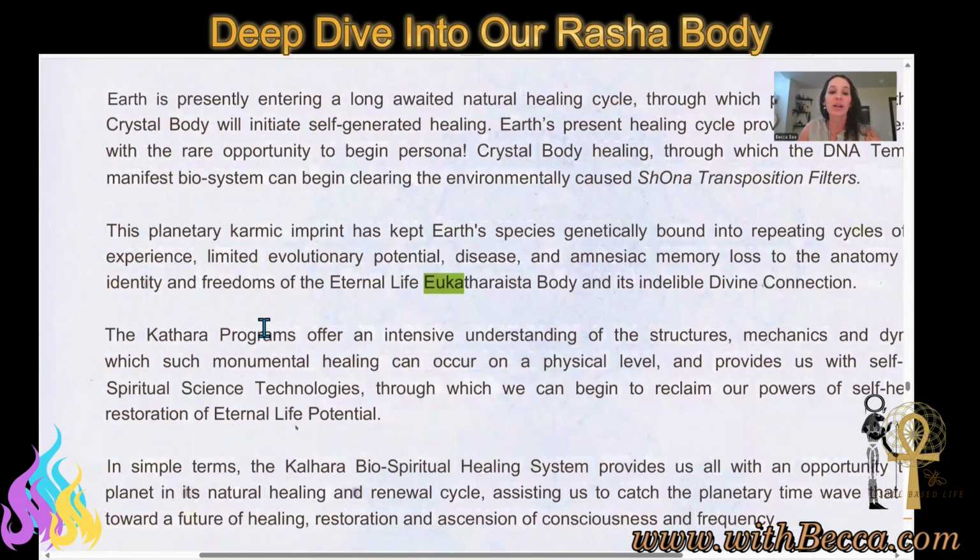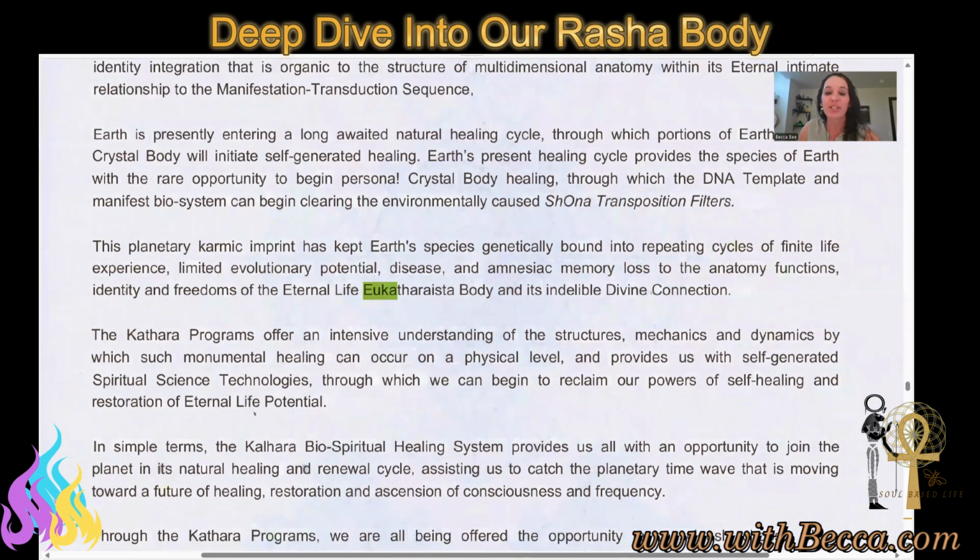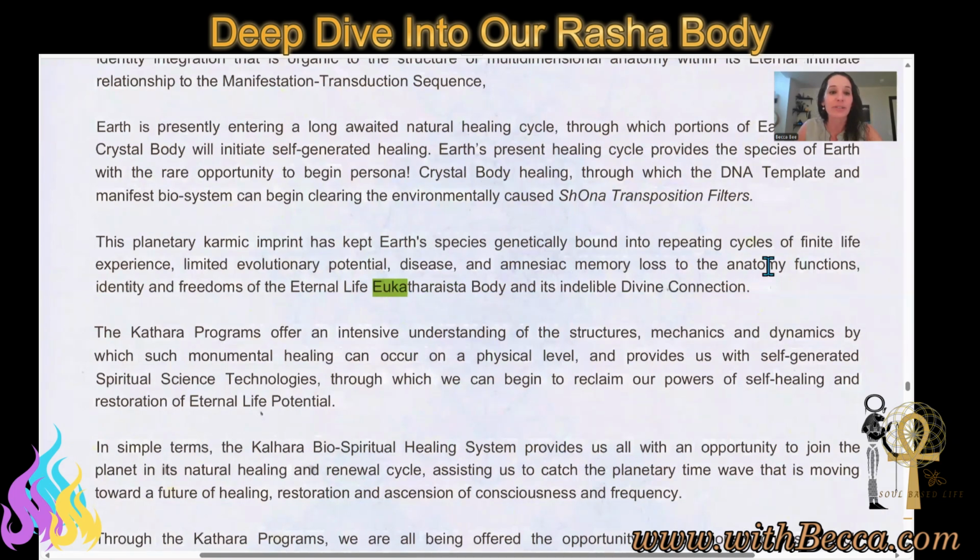This planetary karmic imprint has kept Earth species genetically bound into repeating cycles of finite. So we're just cutting in on a conversation here. We have been in this karmic imprint, stuck in these repeating cycles. Repeating cycles are not natural. They are not what we're supposed to be in, and this is what starts to create the idea of reincarnation, many, many lifetimes, these repeating cycles.